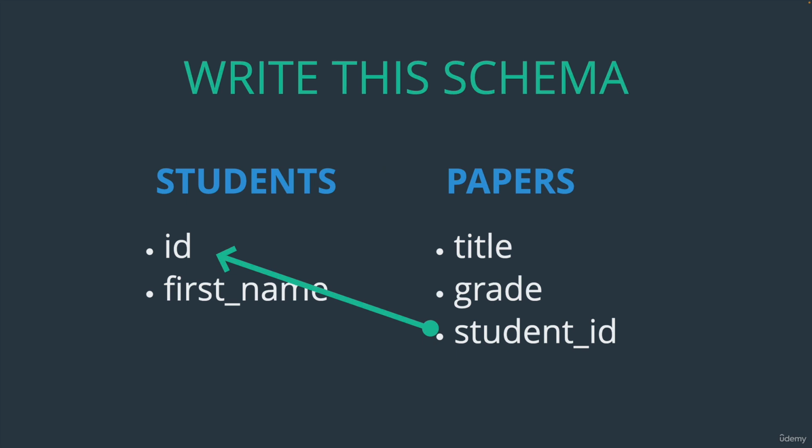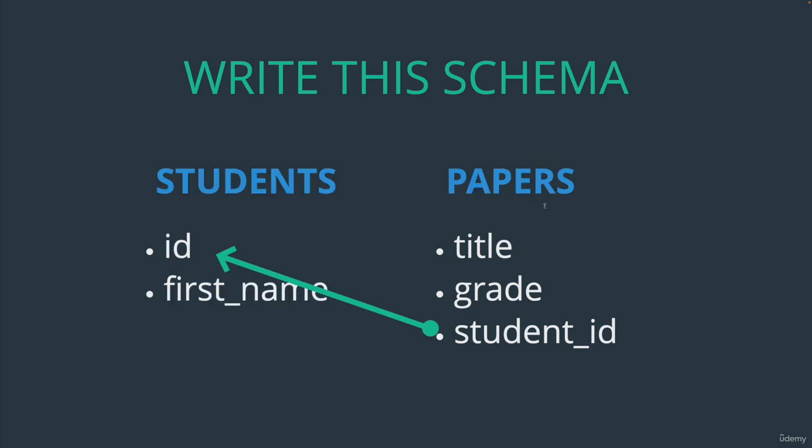So we're a professor or a teacher, and we have students. They write different papers, and each student has multiple papers potentially. A midterm paper, a final paper, essay, whatever. So the way I'd like it to work is that a student has an ID and a first name. Just keep it simple. We don't need last name and other stuff.